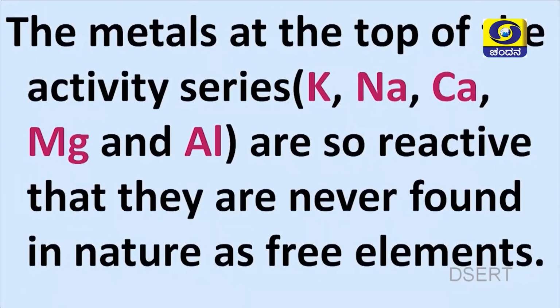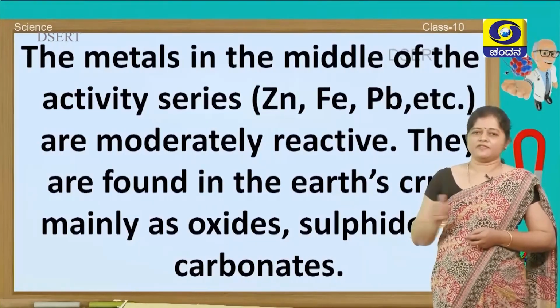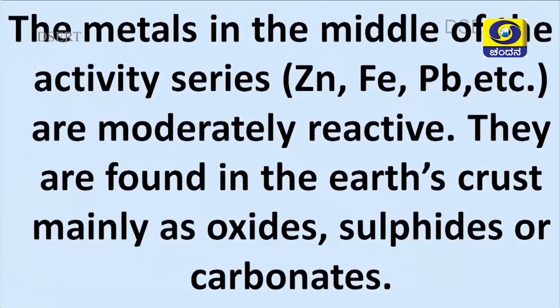Metals at the top of the activity series like potassium, sodium, calcium, magnesium and aluminium are so reactive that you can never find them in the free state in nature. They are not found as free elements because they are very, very reactive. And metals in the middle of the activity series, for example zinc, iron, lead, etc., are moderately reactive. So, you find them in the form of compounds, mainly as oxides, sulfides or carbonates in the earth's crust.